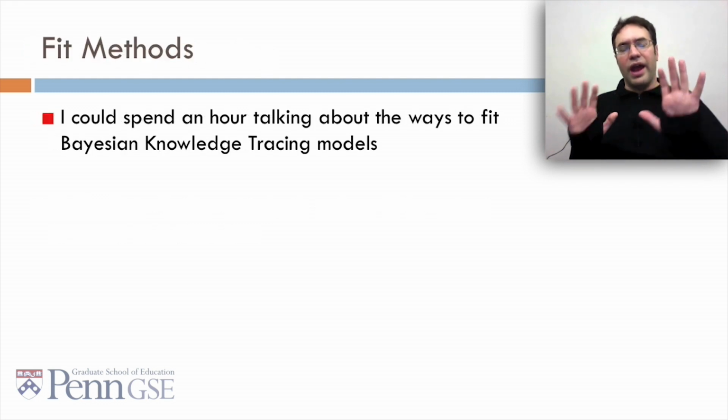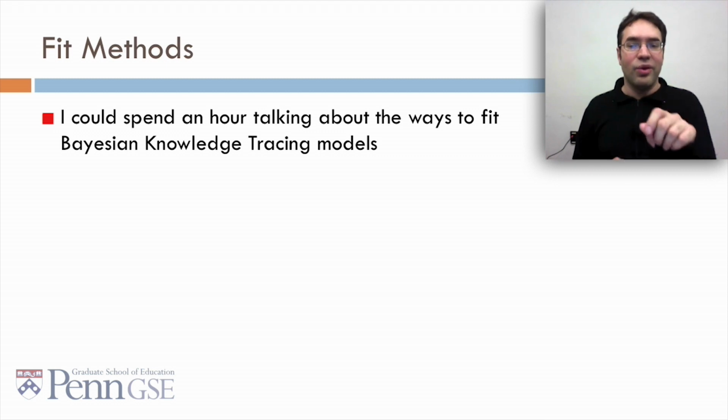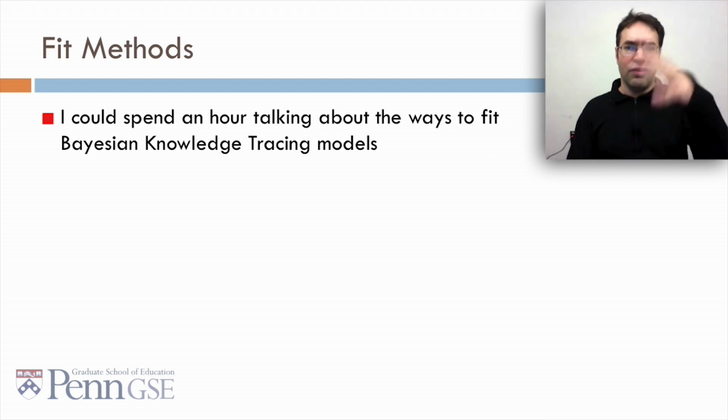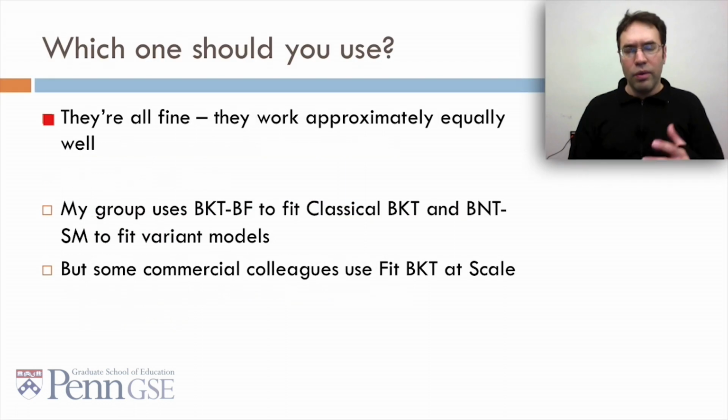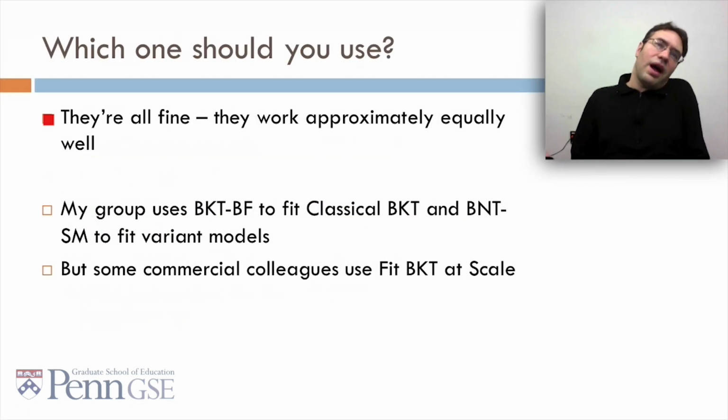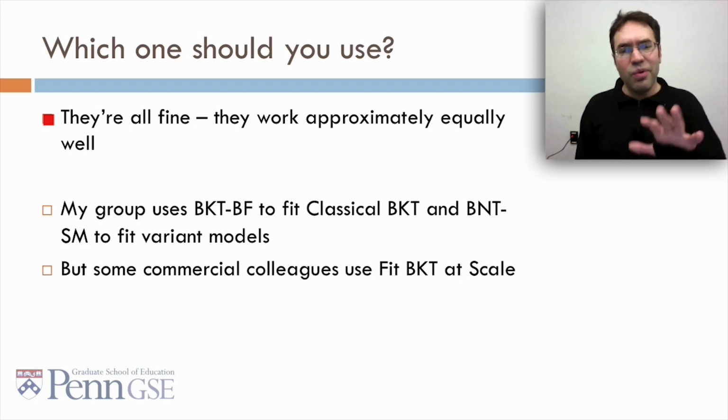Now I could talk for an hour or more, many hours, about the ways to fit Bayesian knowledge tracing models. I'm a total geek for this. If you don't want to go to the trouble of fitting it yourself, which probably isn't worth the trouble unless that's actually an area of interest for you, there are three public tools you can use. Probably the best one is HMM-SCALE by Michael Sao Pedro, but two other options are BNT-SM, the Bayes Net Toolkit Student Modeling, which does expectation maximization, and BKT-BF, BKT Brute Force, which does a grid search algorithm. All three of these are open on the web, and you can use them. Which one should you use? Obviously I'm biased because I helped write one, but they're all fine, really. They work approximately equally well.